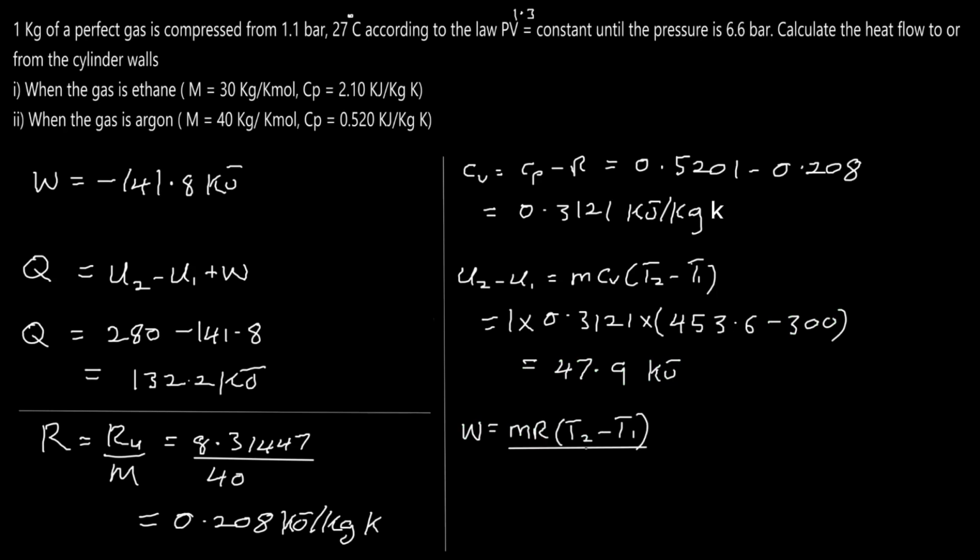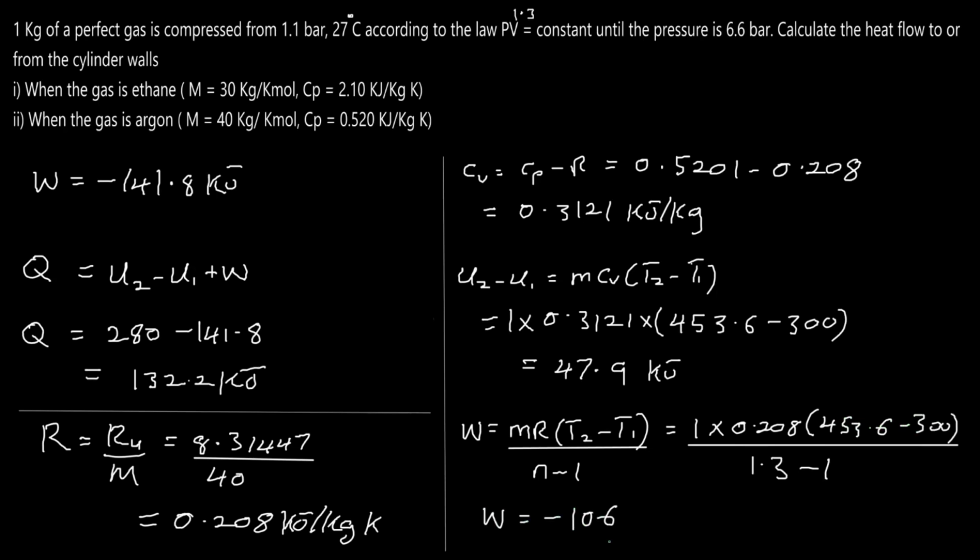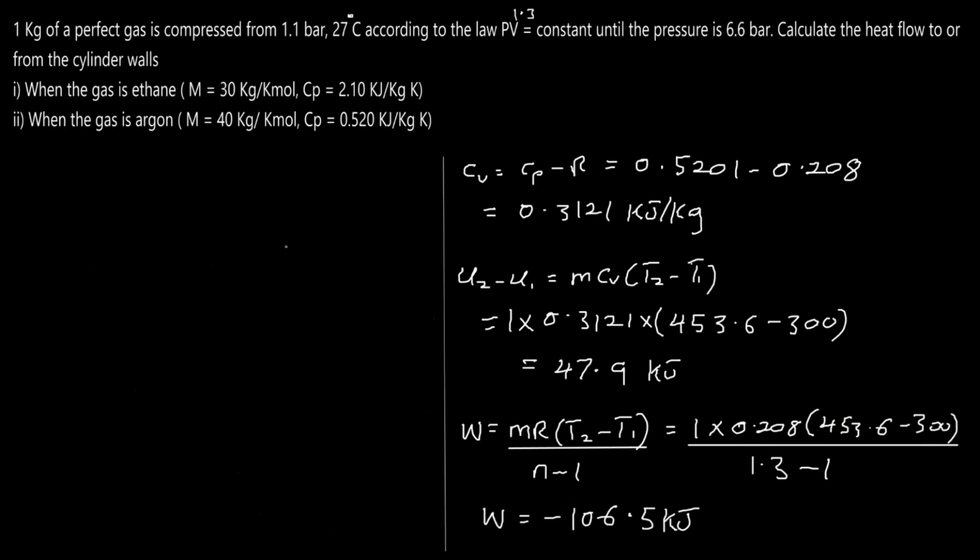And our work done, mR into T1 minus T2 divided by n minus 1, gives us minus 106.5 kilojoules. So, substituting our change in internal energy and our work done into the energy equation, we have our heat flow as minus 58.6 kilojoules. The negative value indicates that the heat was rejected by the gas to its surroundings during compression.